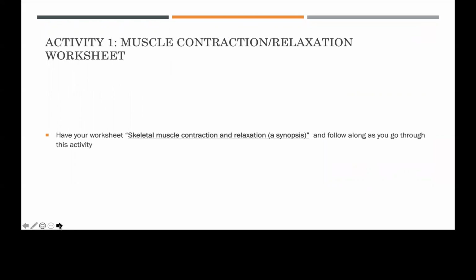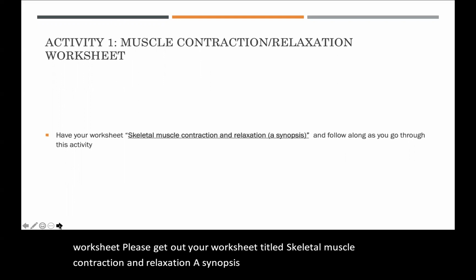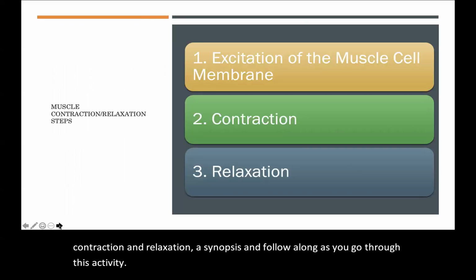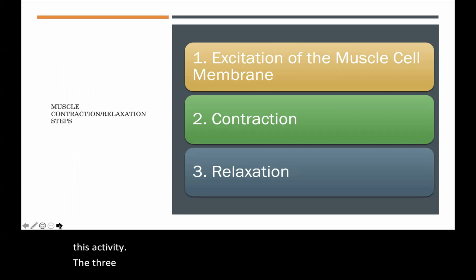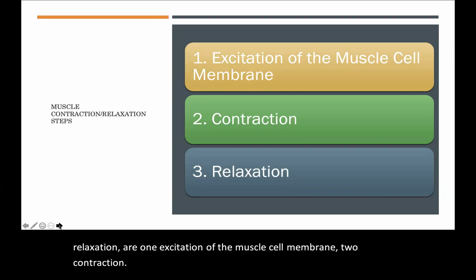The first activity of this week is the muscle contraction and relaxation worksheet. Please get out your worksheet titled Skeletal Muscle Contraction and Relaxation, a synopsis, and follow along as you go through this activity. The three main steps for activity 1 for muscle contraction and relaxation are 1, excitation of the muscle cell membrane, 2, contraction, 3, relaxation.